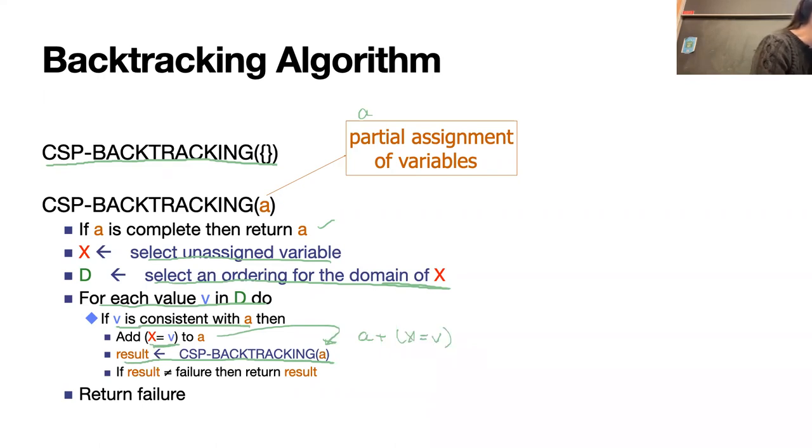If that does not work, then if the result is not equal to failure, we return the result. If we go through everything here and don't find a valid assignment, then we return failure. Are there any questions on this algorithm? I know it's a simple algorithm, but there are some details. So yes, question.